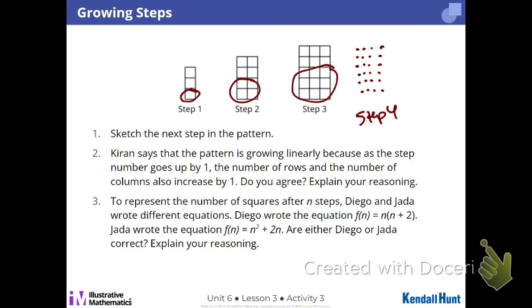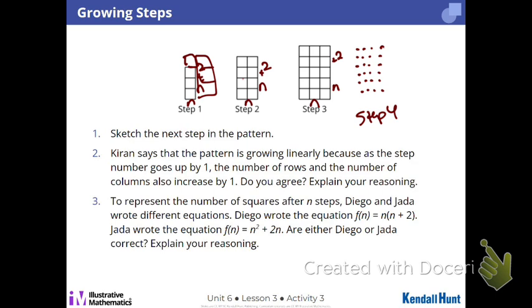Now Kieran says it's growing because as the step increases, the side length goes up by 1. So here's what Kieran's saying. Here's the step number, right? n, 1, 2, 3. And she said this one was n plus 2, and this one is n plus 2 more. So she's seeing those 2 stacked on top. You guys seeing how you could look at it growing like that? A row and column each increase by 1 each time.